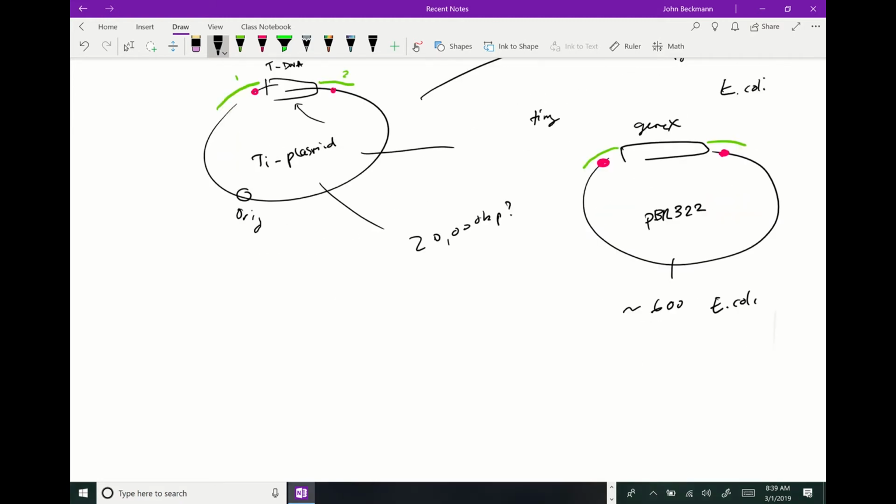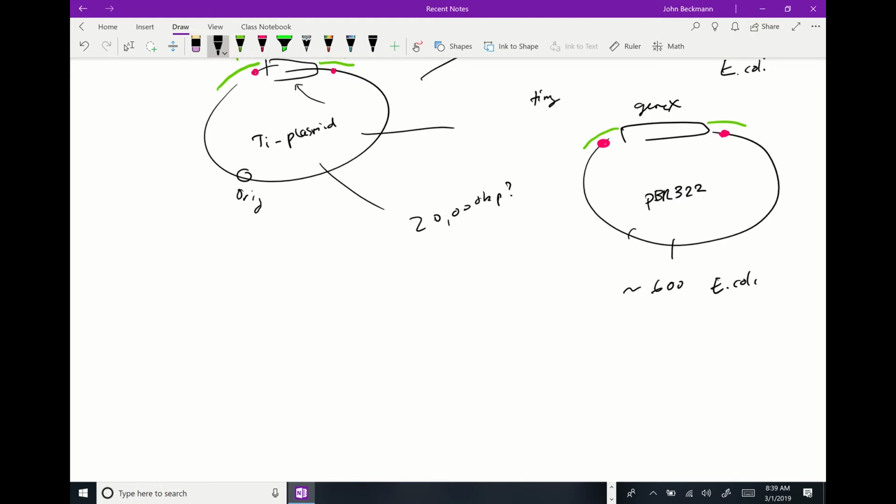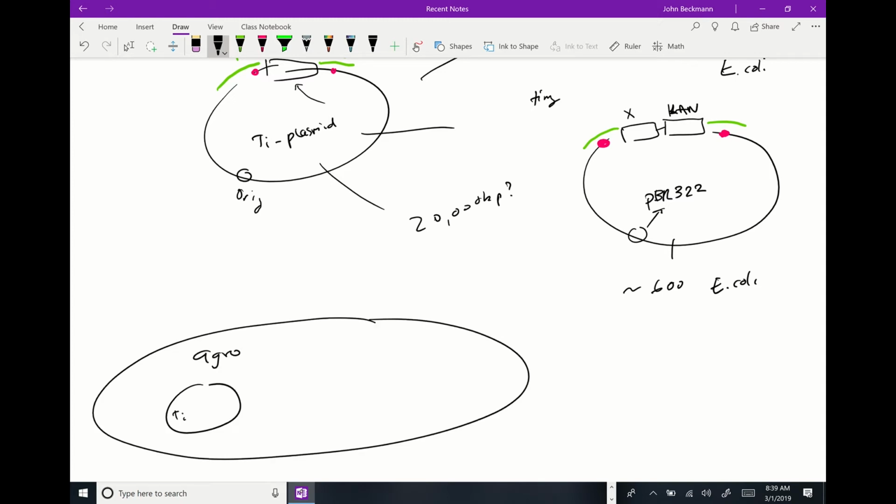Okay. And then this plasmid, let's compare the origins of this plasmid. This plasmid is pBR322. Let's say you also insert, let me make this more complicated. Let's do 2 genes. Let's do geneX that you want, and then let's also do a kanamycin cassette. Now, let me tell you what's going to happen if we take Agro, which already has the Ti-plasmid, and we transform it with this plasmid with geneX and kanamycin. Let's look at the origin.